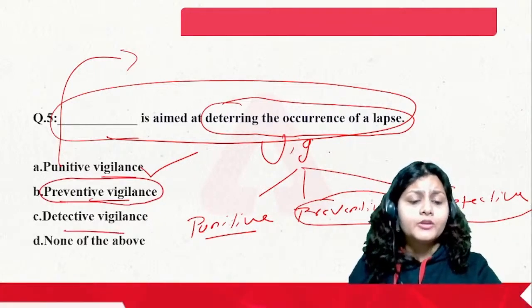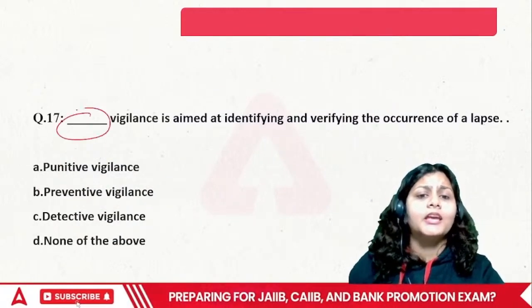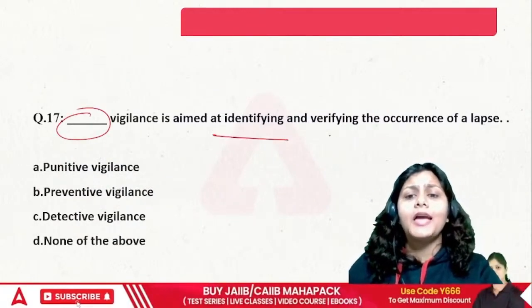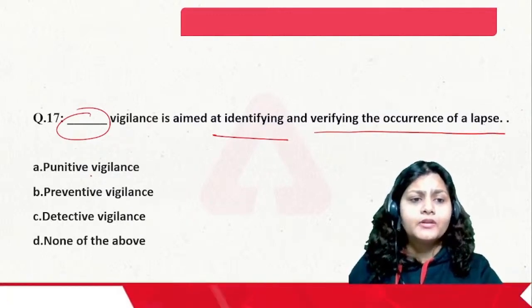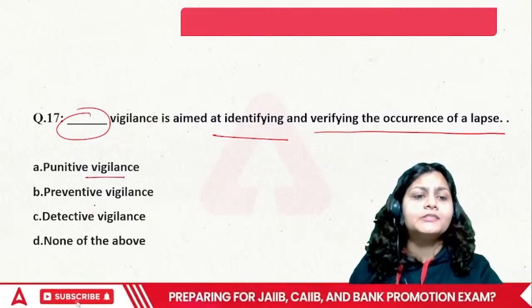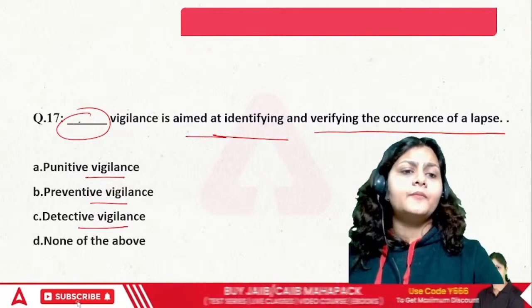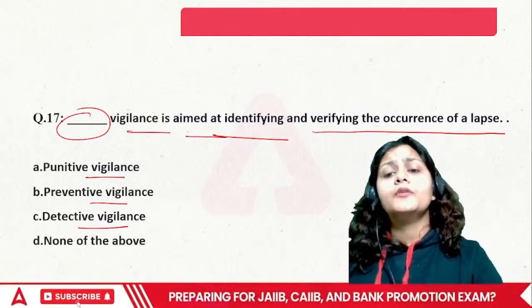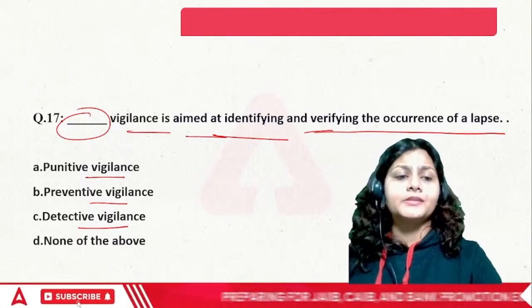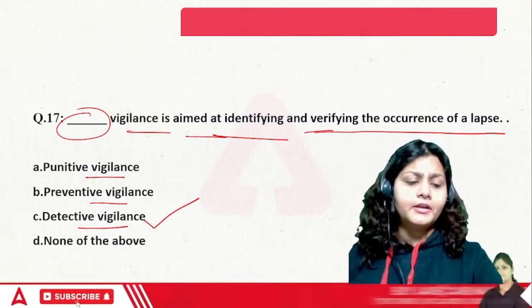Detective is when you are trying to find out. This vigilance is aimed at identifying and verifying the occurrence of the lapses. So number 1 is punitive, number 2 is preventive, number 3 is detective. So when we talk about vigilance aimed at identifying and verifying the occurrence of the lapses, we call it detective vigilance.